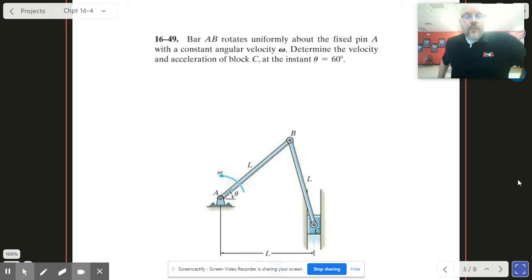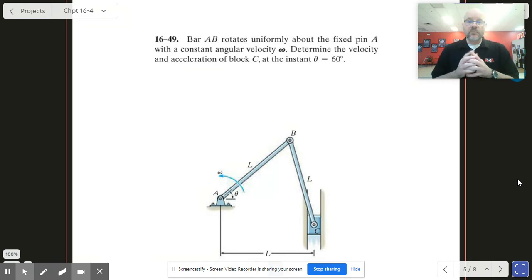All right, so let's talk about this one. This one's on your homework 1649. The setup is we've got this bar. It's going to rotate. I guess it's opening up somehow. And it's attached to another bar, and then that's attached to a piston or something. And that piston in there is restricted to vertical movement. So it's in a channel or something like that. And what we're asked to do is to determine the velocity and acceleration of that piston based on a particular angular velocity omega.